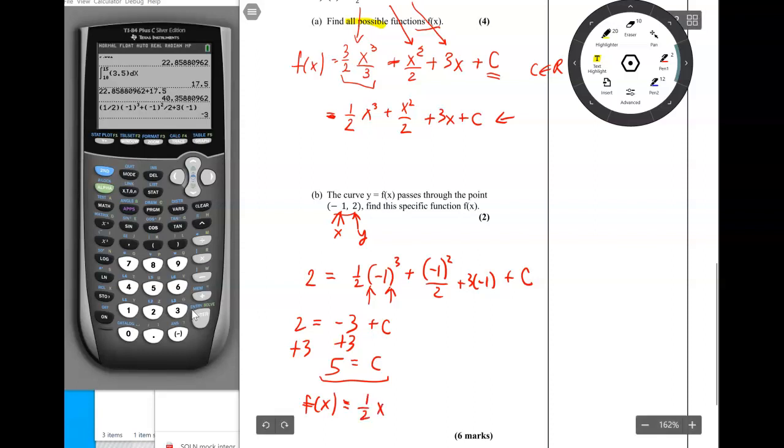1/2 x cubed plus x squared over 2 plus 3x plus 5. And now I'm done. That is the function.